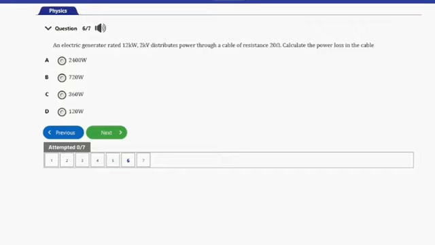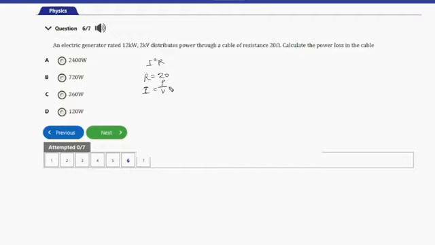Let's use the formula that power loss is equal to I squared R. R here is given as 20, but we don't have I, which is the current. So we can actually get I from P and V. What's the relationship between I and P and V? That's power is equal to IV. So if power is equal to IV, then I is equal to P over V.